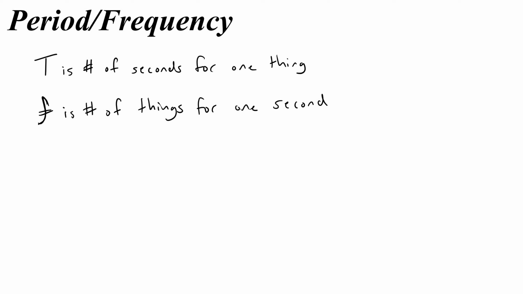If you recall, period and frequency are mathematical terms where we use capital T for period, and it is the number of seconds for one thing to occur. Now, inversely, frequency, or lowercase f, is the number of things that happen in 1 second. We can express this relationship by saying that the period, capital T, is equal to 1 over the frequency, f. And we'll do an example to show how that works in just a second.